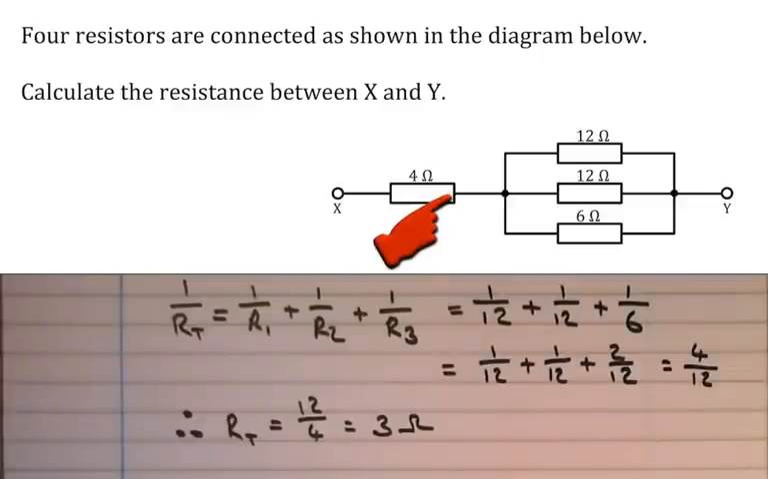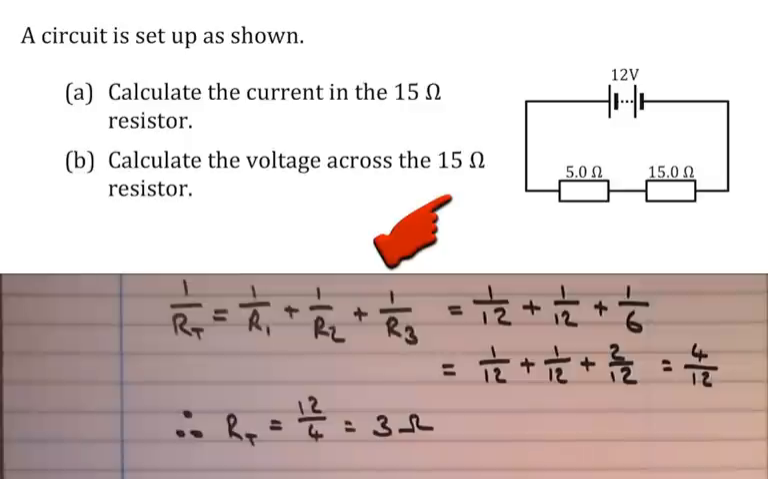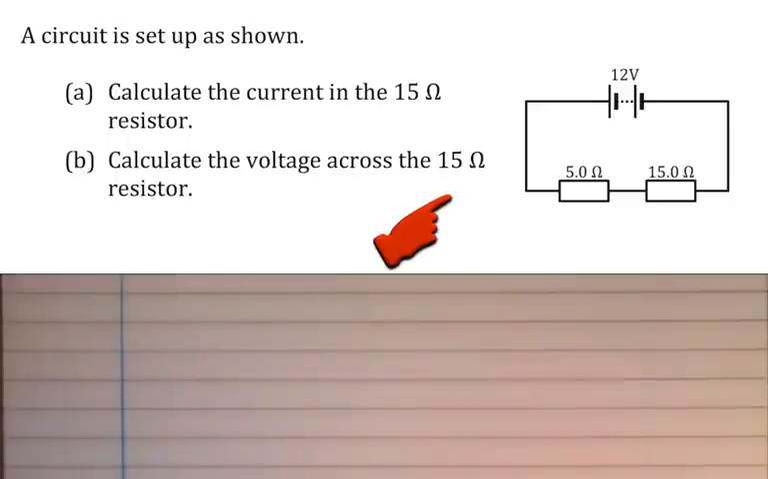There you are. Now I think we're going to change the subject slightly at this point. And this question here, which is getting on a little bit, is an introduction to potential dividers. So let's see, what does the question say? The question says calculate the current in the 15 ohms resistor.